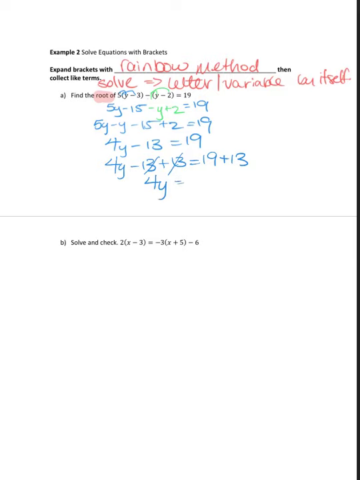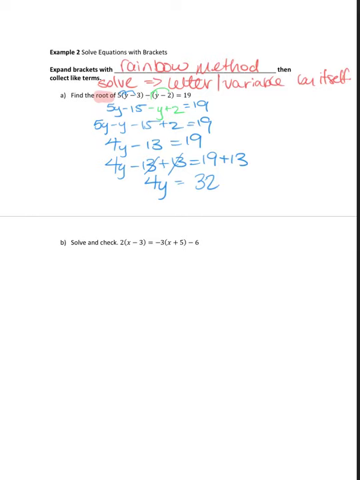And 19 plus 13 is going to be 31. Yeah, 31. Nope, that's a lie. 33. Just joking. Nope, 32. In between, happy middle. We all make mistakes. Okay, so 4y equals 32.